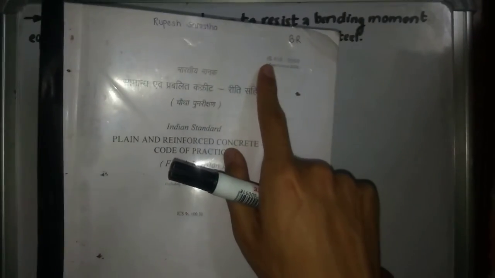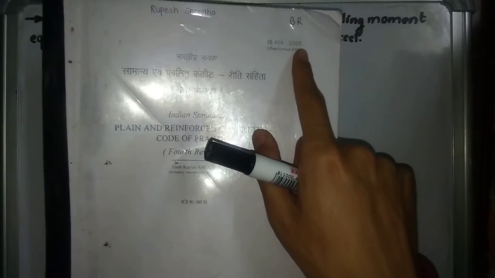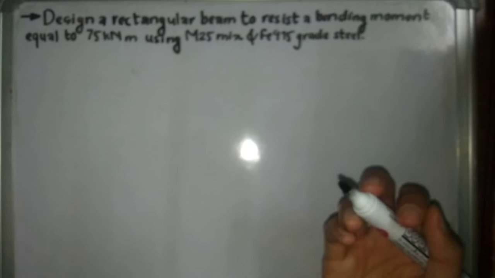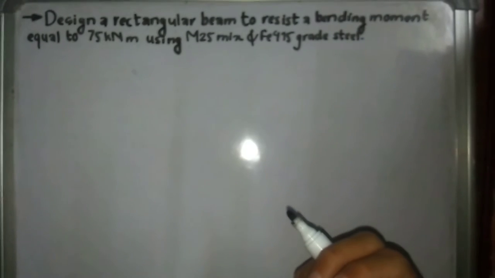We'll be following our IS 456:2000 code. So you need to at least have the PDF of this code, or you can have the hard copy of this code. So right now we're going to solve this problem.